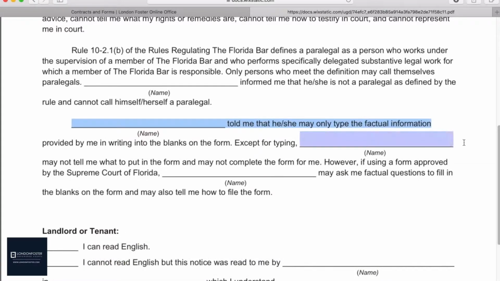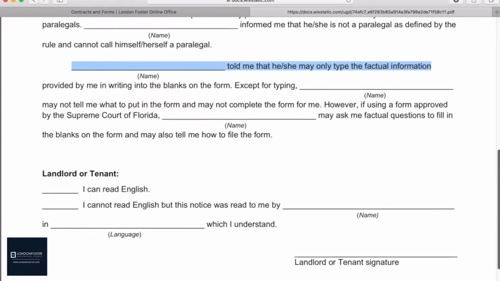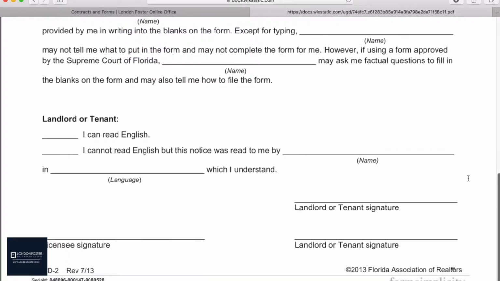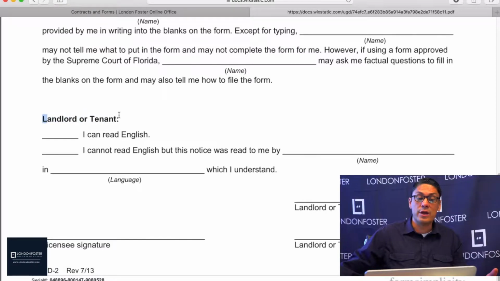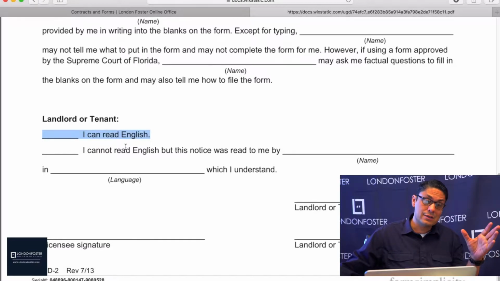counsel. It also reiterates the fact that even though we created a contract, we are not able to fill out, alter, or cross out any of the contract because we are not attorneys. Another important part is that it reiterates that the landlord and/or the tenant can read and write in English. More importantly, that they understand what's on the contract. So you want to make sure that this section is initialed and clicked on.